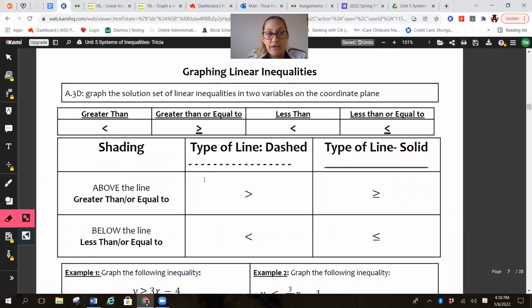Our TEK is A3D, which says graph the solution set of linear inequalities in 2 variables on the coordinate plane. So it gives you the 4 inequality signs, the greater than or equal to. Hey guys, there's a typo. Come on, people. The greater than should actually be pointing to the right to show that it's greater.